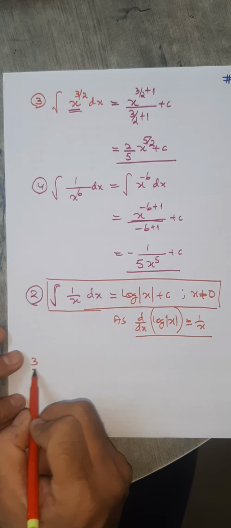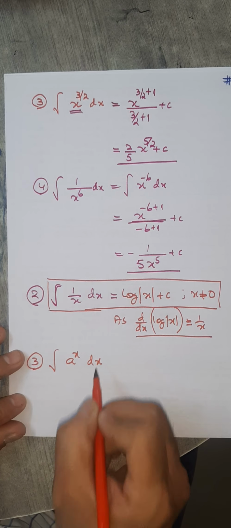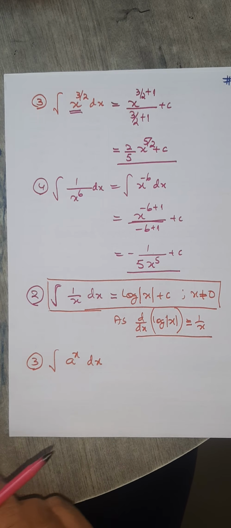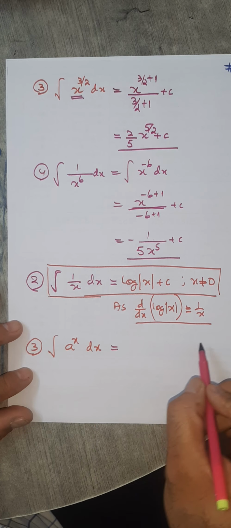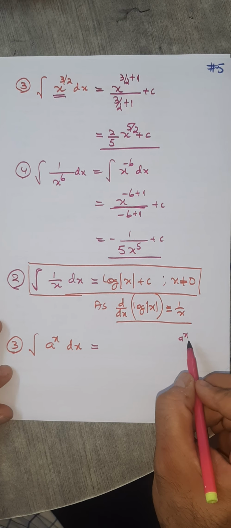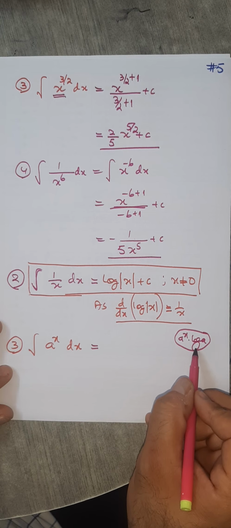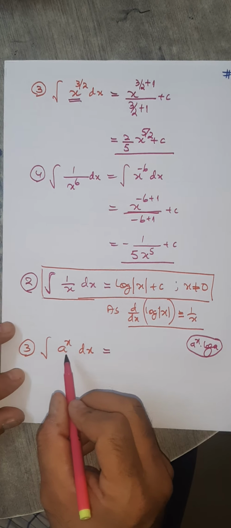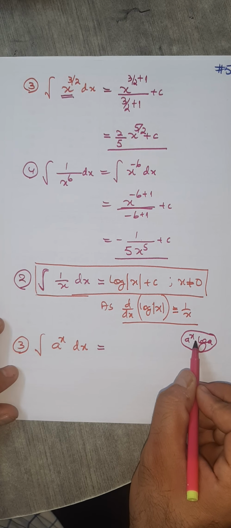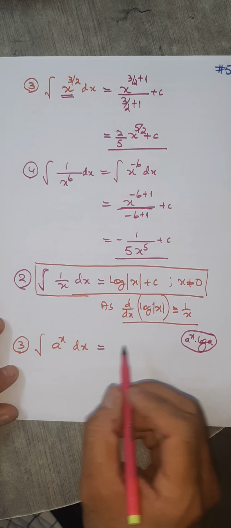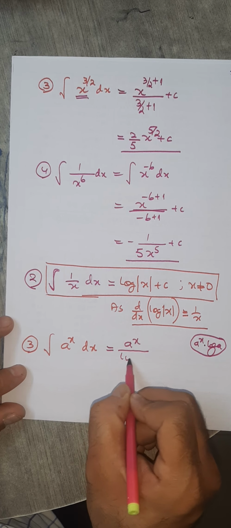Okay. Third one, that is about the exponential function, a raised to x dx. You know the differentiation of the exponential: that is a raised to x into log a. This is the derivative. Integration and differentiation, these are reverse processes. You are multiplying by log a here. What's the reverse of multiplication? Division. So the integral of a raised to x is a raised to x upon log a, remember.